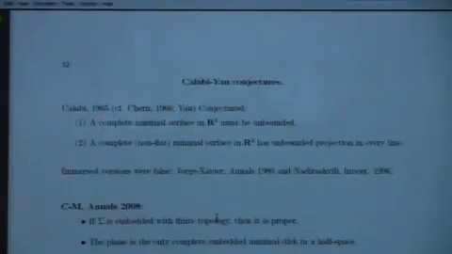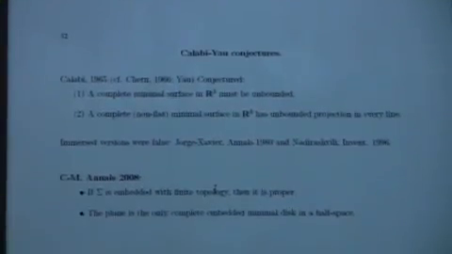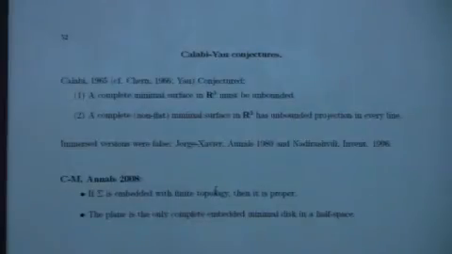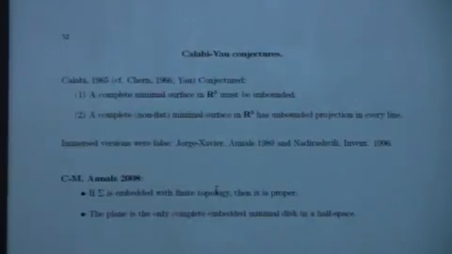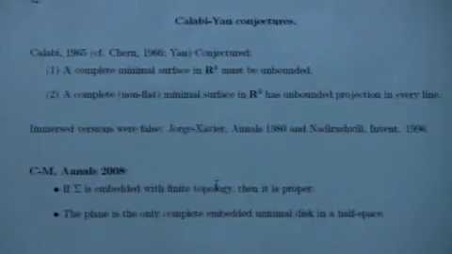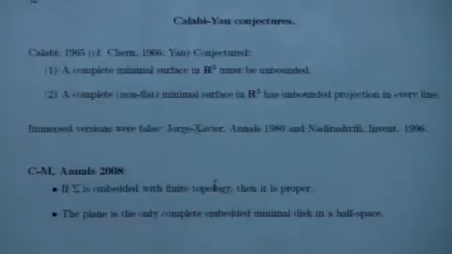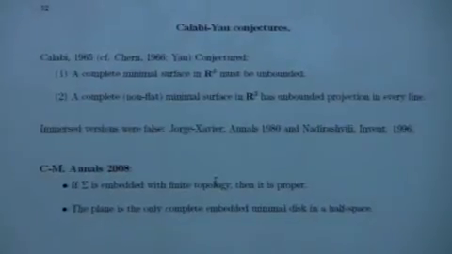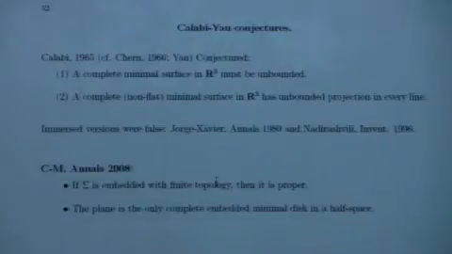Okay, so last, the Calabi-Yau. In 1965, Calabi made two conjectures about minimal surfaces. The first is that if you have a complete minimal surface, complete in the sense that every geodesic is infinitely extendable, then it must be unbounded. In other words, it can't lie, say, in a fixed ball in R3. And the second is that a complete minimal surface must have an unbounded projection in every line. In other words, it can't lie in a slab unless it is the plane.